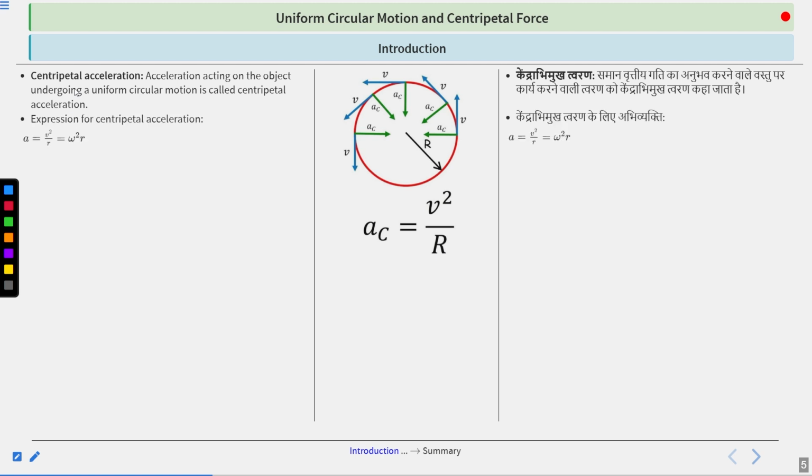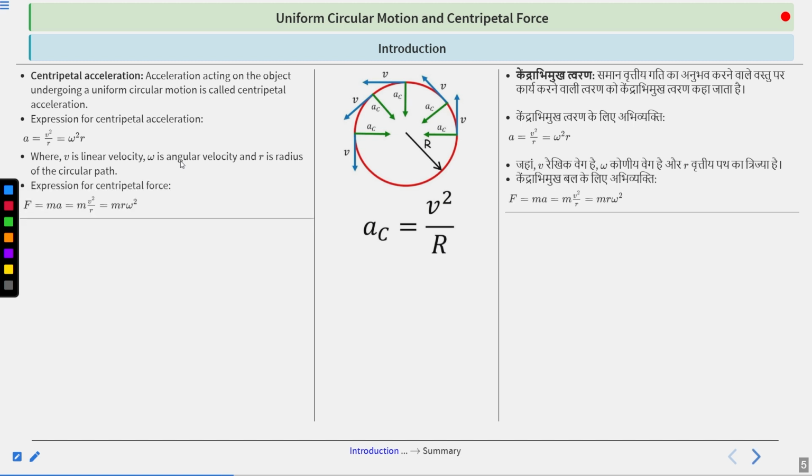The expression for centripetal acceleration is a = v²/r = ω²r, where v is the linear velocity, ω is the angular velocity, and r is the radius of the circular path. The expression for centripetal force is F = ma = mv²/r = mrω².